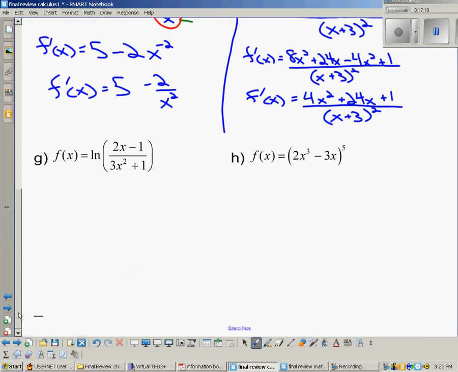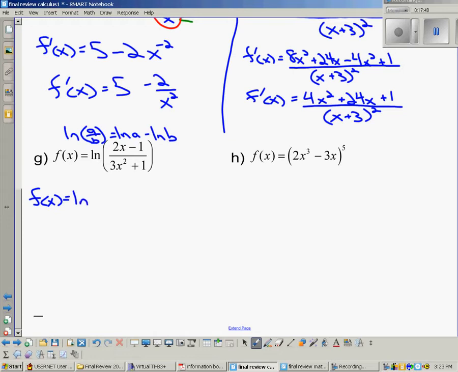Okay, next one. Looks like we've got a composite here where we've got ln of, and then we're going to need quotient rule. One of the nice things that happens when you're taking the log of some function and then you want to differentiate it, you can use your log laws here. So if I know that if I have ln of a over b, I can rewrite that as ln a minus ln b.